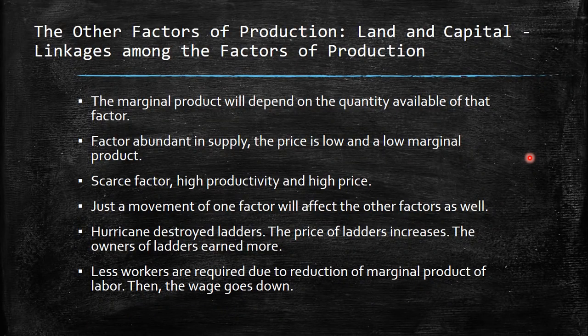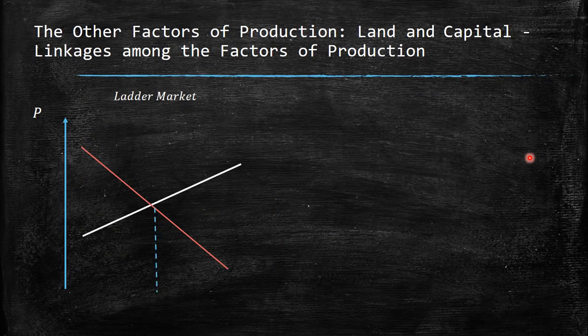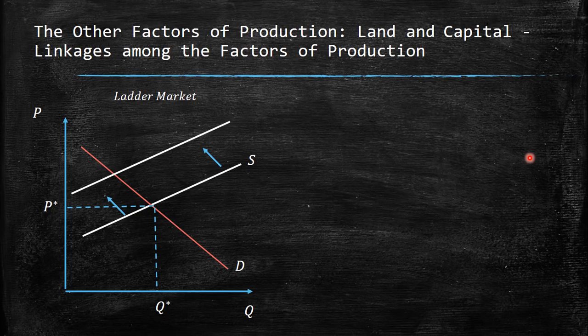How can we understand that? Through graphs. It should be much easier to understand. Here we have the ladder market, which is naturally determined by the price and the quantities. We have the supply and demand here. Then, because of an external effect, which is the hurricane, the supply will shift to the left. Then the price will naturally be higher, and the quantity will be lower.